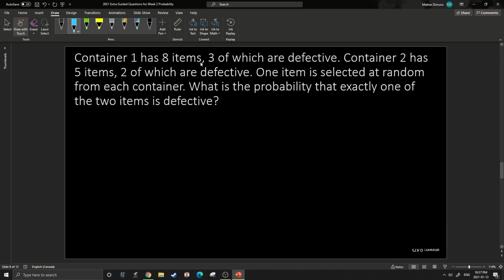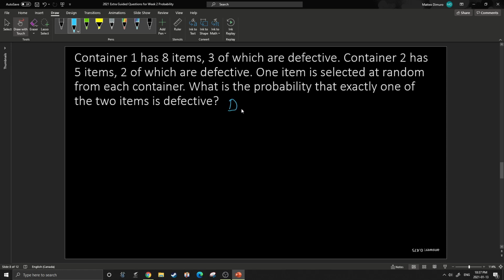So, container 1 has 8 items, 3 of which are defective. Container 2 has 5 items, 2 of which are defective. 1 item is selected at random from each container. What's the probability that exactly 1 of the 2 items is defective? Exactly 1. So how many ways can this happen?